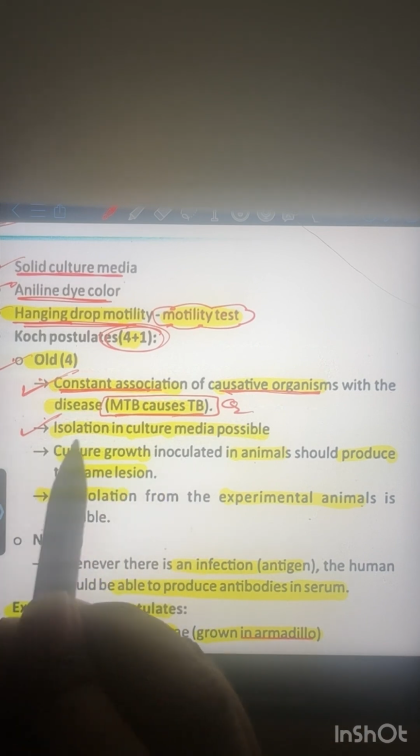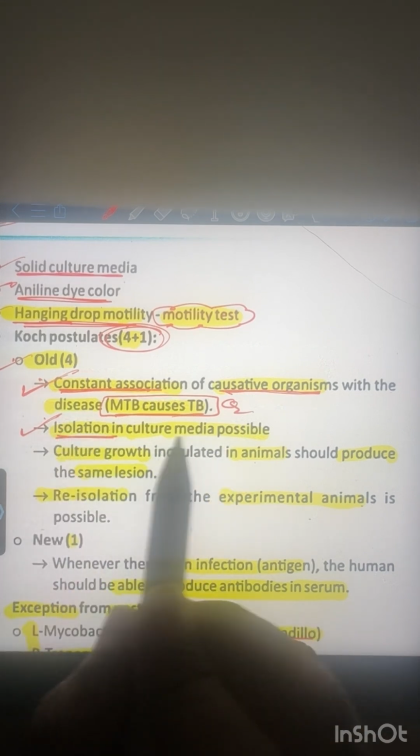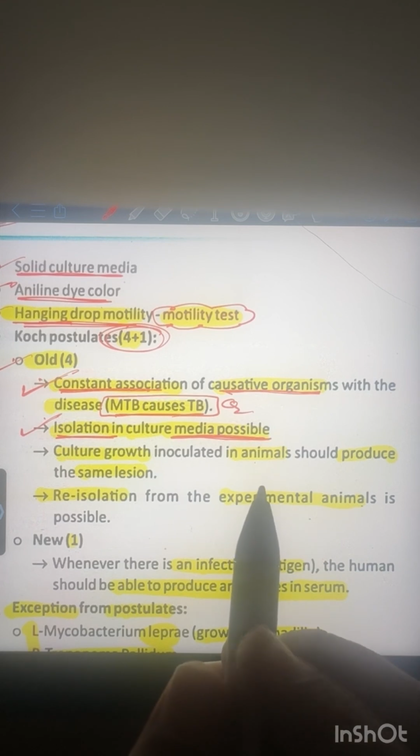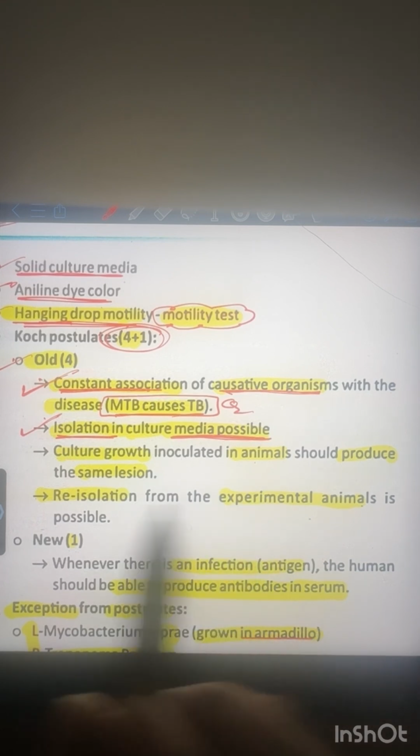Second Koch postulate says you should be able to isolate it in a culture media. So if I want to isolate the TB in a culture media, or any other bacteria, like for TB, we have the LJ media. Should you be able to culture it? Yes. Now, what is the third Koch postulate?